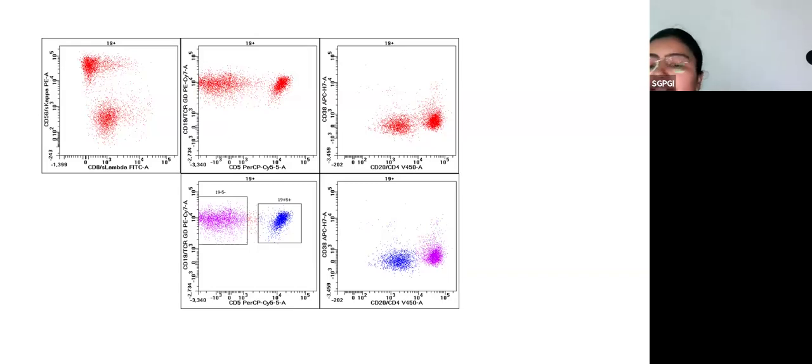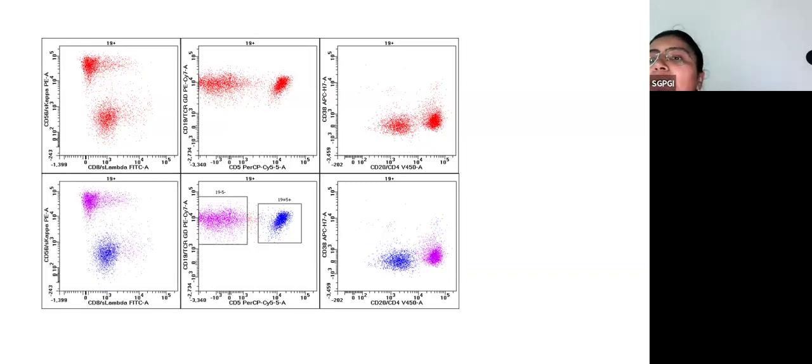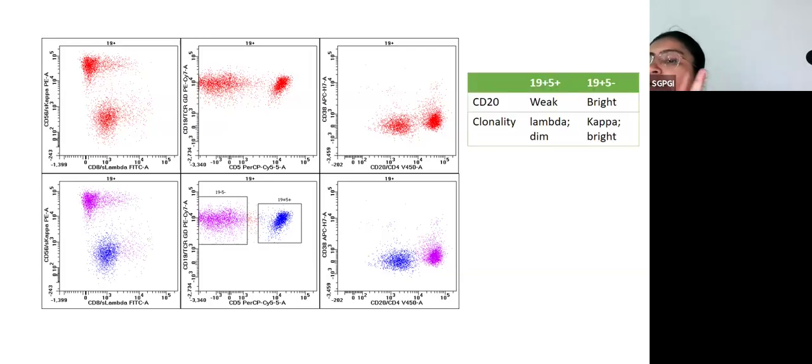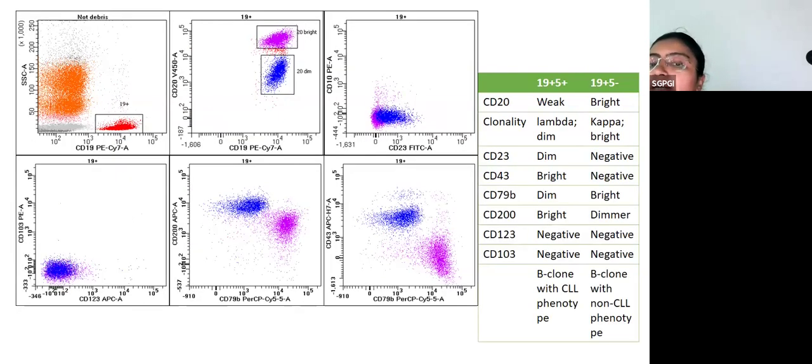Agreed? Yes. So now let us look at the kappa and lambda plot. What do you see? The CD5 positive B cells are showing a very dim lambda expression. And my cells which are CD20 bright, CD5 negative, they are showing, sorry, they are showing kappa expression at a bright intensity, right? So now what do you infer? You have two distinct clones here. You have CD19 positive, CD5 positive, and CD19 positive, CD5 negative. This is the pattern. Look at the further tubes.